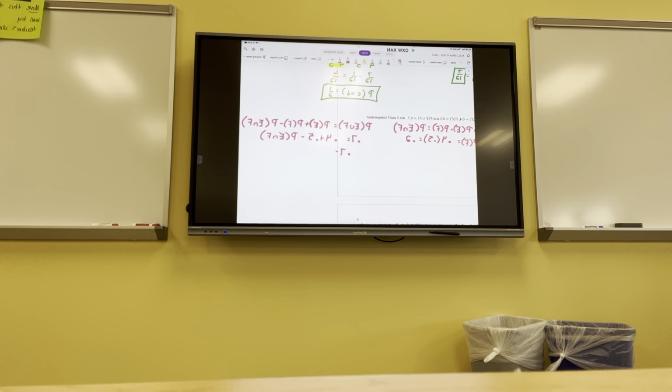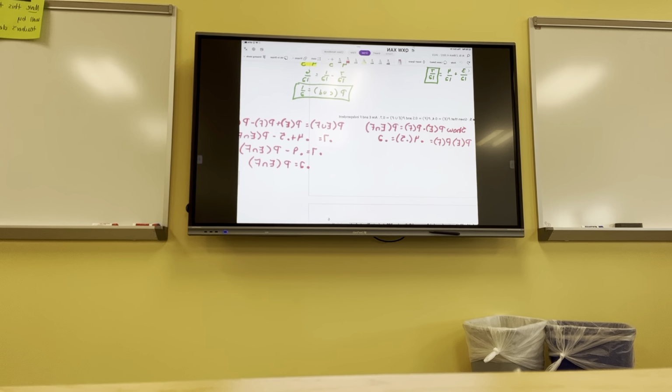So 0.7 equals 0.9 minus the probability of the intersection. Bring it to the other side. 0.2 equals the probability of E intersect F. So these are equal, which is what we were going for. This equals this. Equal. So yes, independent.